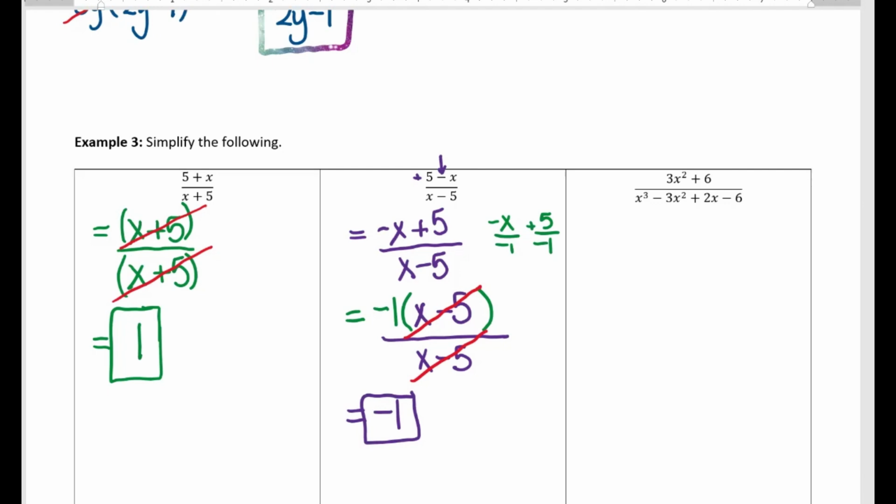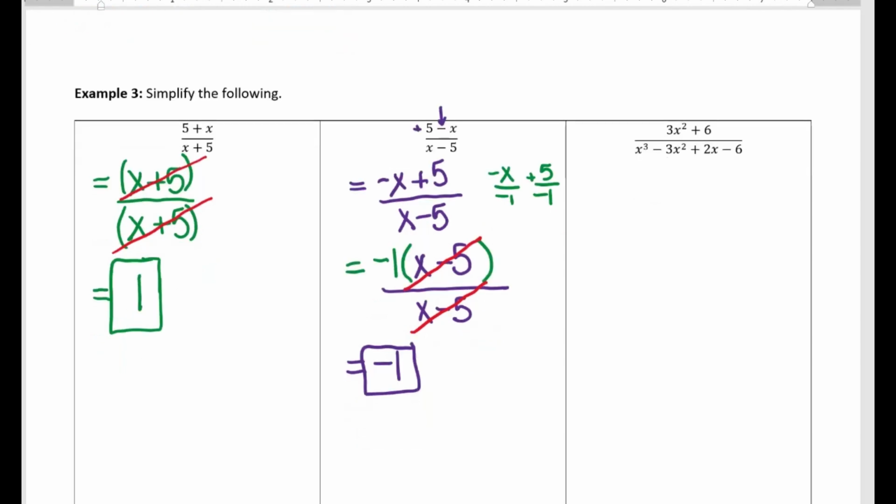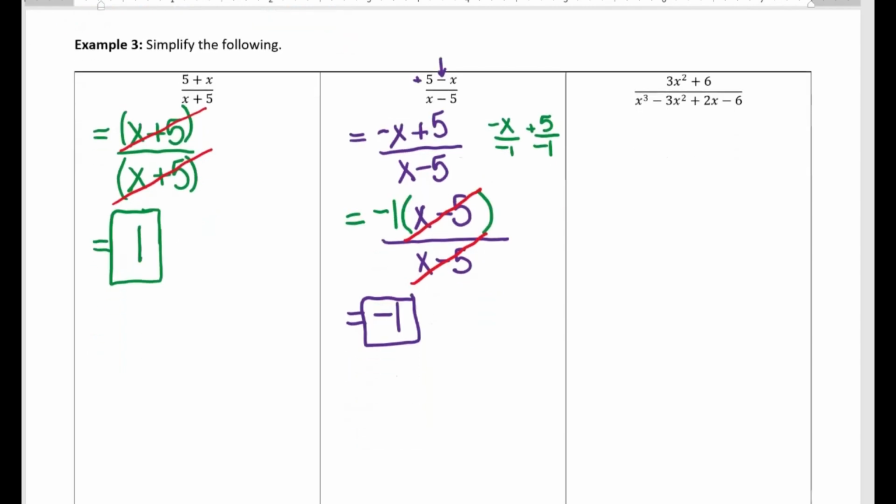Let's look at one slightly more complicated. Here we have 3x squared plus 6 all over x cubed minus 3x squared plus 2x minus 6. Oh my goodness. So what we're going to do is exactly what the steps told us to do. We need to factor the numerator, factor the denominator, and see what we can cancel out. So let's look at that numerator. We had 3x squared plus 6.